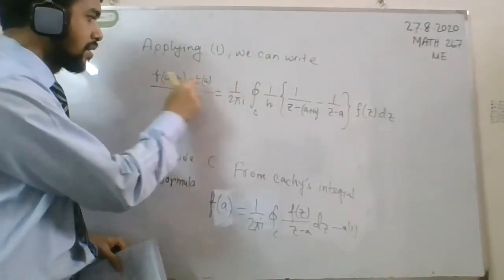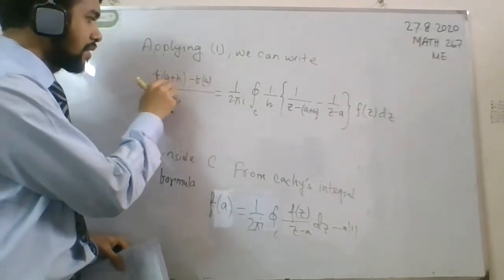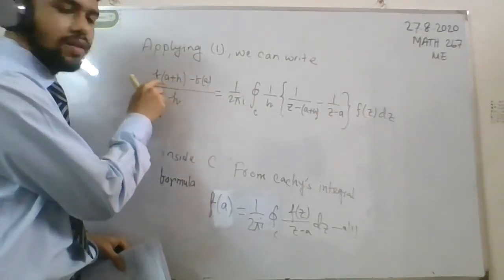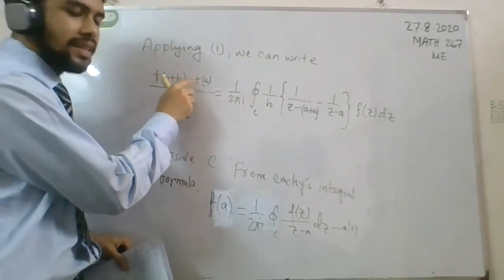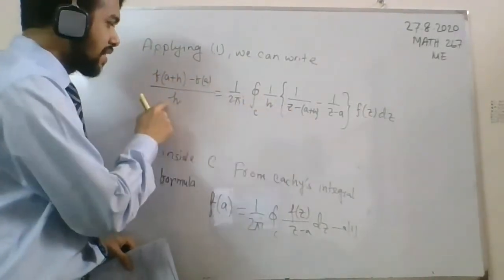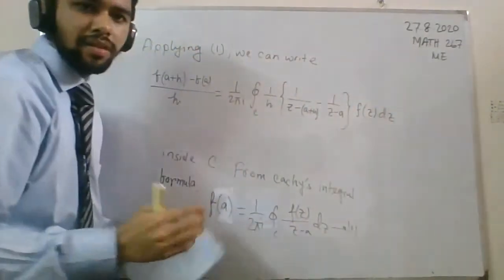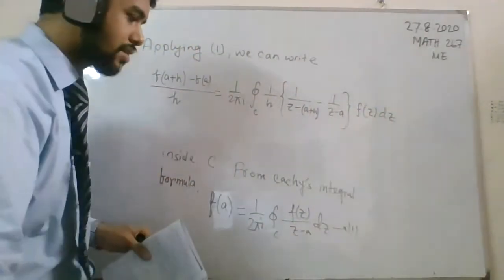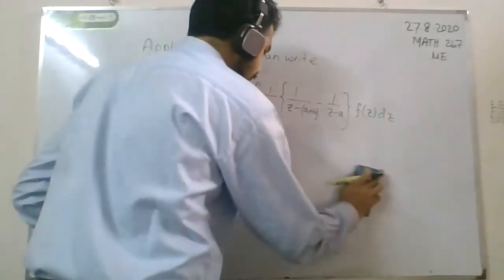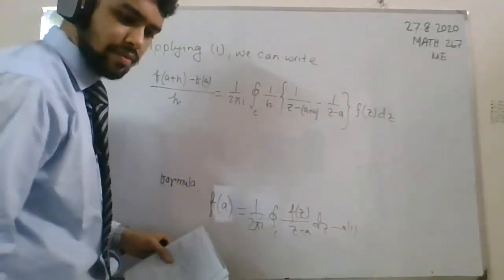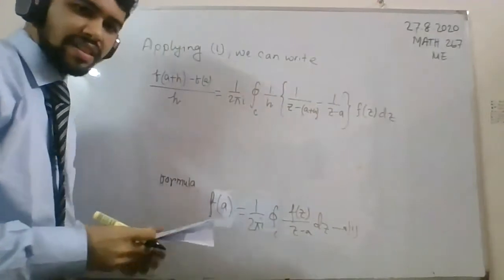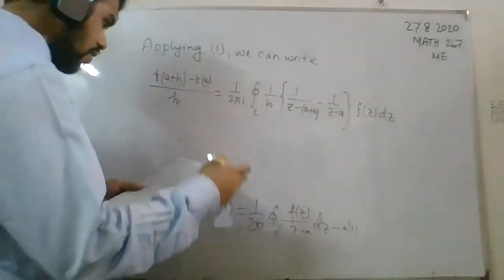Now just subtract these two from one another, which is f(a+h) minus f(a), and then divide by h, then you can get this equation. Sir, one question. Simplification. Yes. Sir, for f of a plus h and f of a, will f of z be the same f of z for both? Yes.